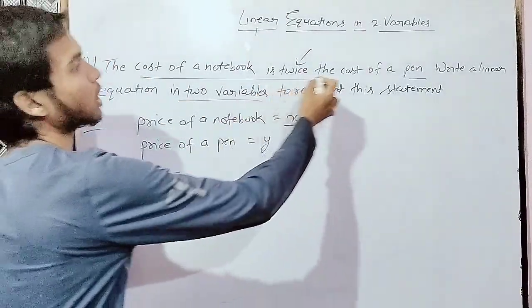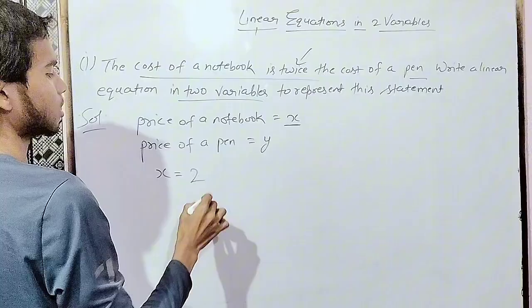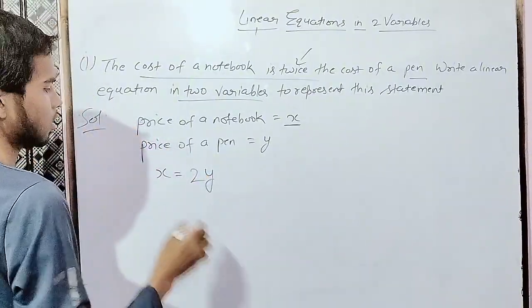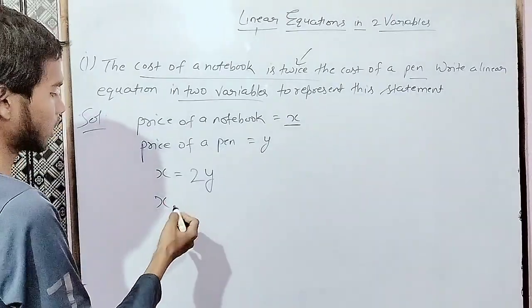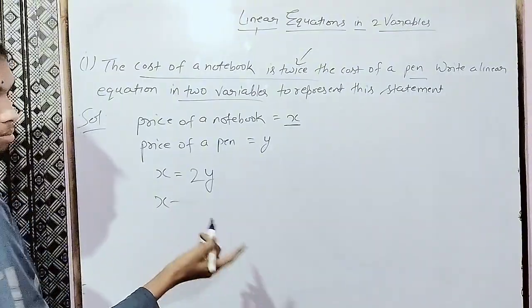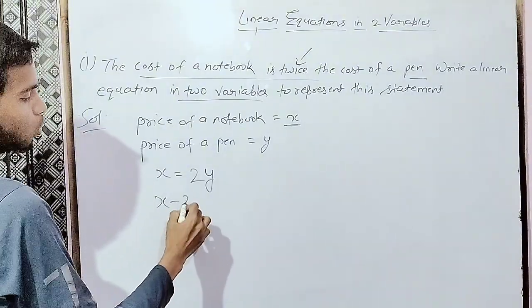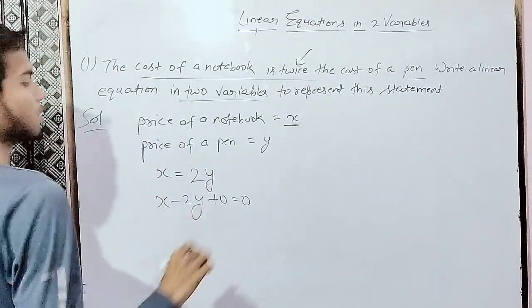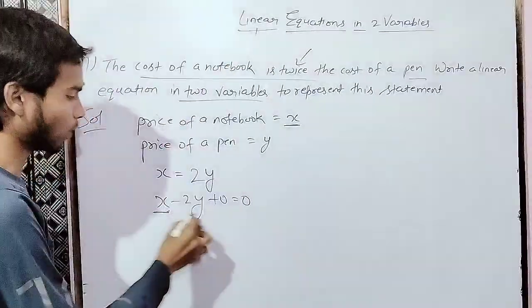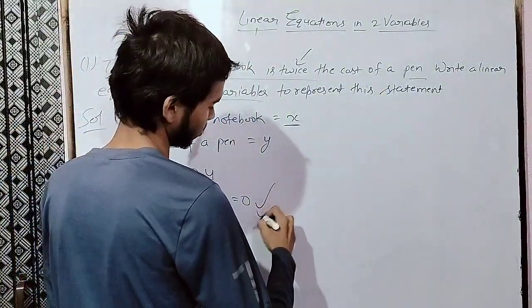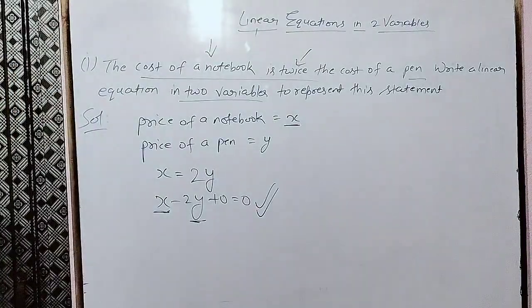So who is the 2 times? Pen is 2 times. Like that, 2 times. Now we can arrange it. This will come to this side, then minus will be, so x minus 2y plus 0, like that. Finally, this is a linear equation in two variables of this given statement. That's how you solve the given statement.